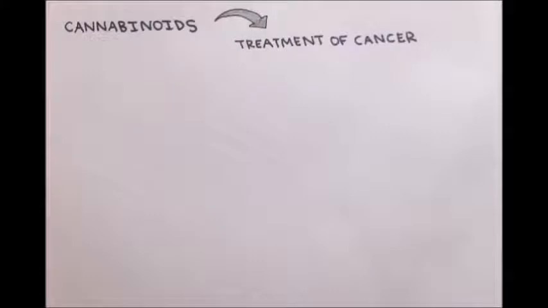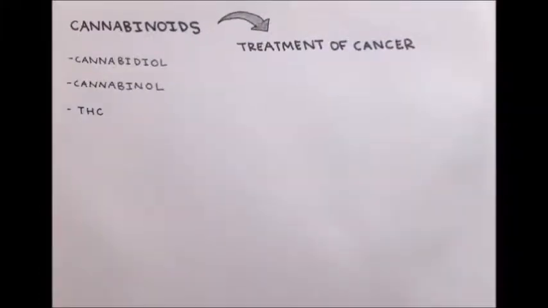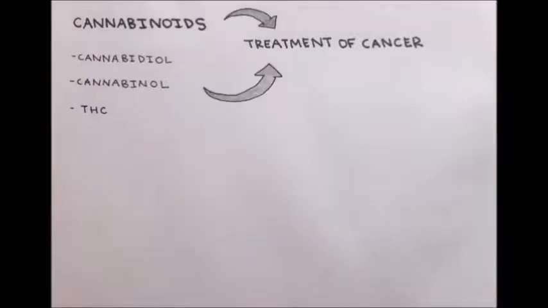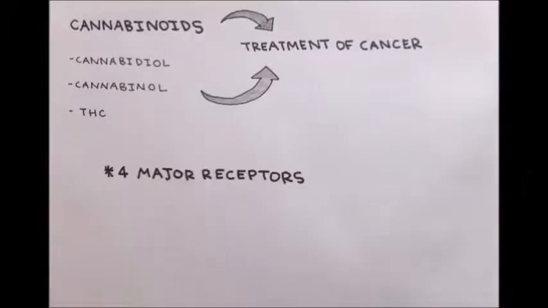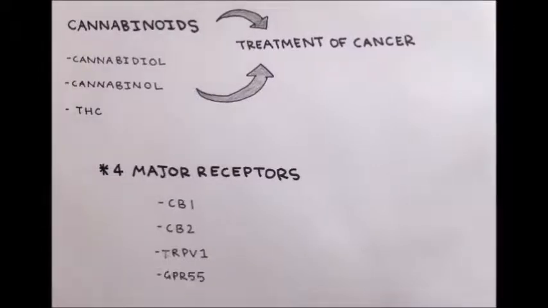There are three main cannabinoids which must be focused on, used in the treatment of cancer. These are cannabidiol, cannabinol, and THC, all of which affect slightly different receptors and therefore have different pathways to achieve their anti-cancer properties. There are four main receptors which start the cascade, being CB1, CB2, TRPV1, which is a transient receptor potential vanilloid type 1 receptor, and GPR55, which is G-protein coupled receptor 55.